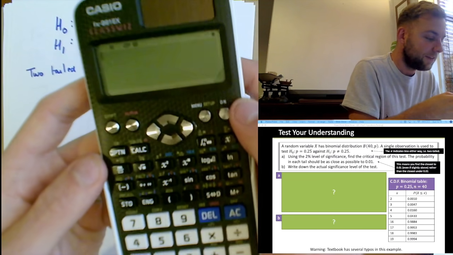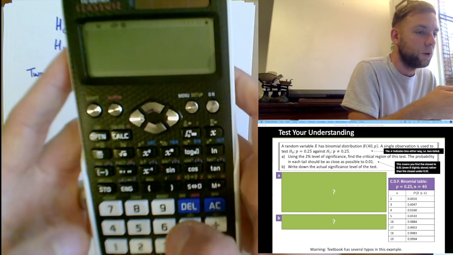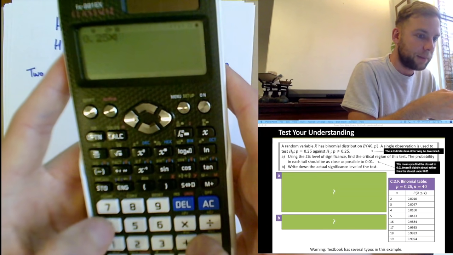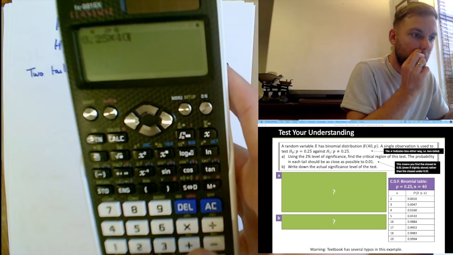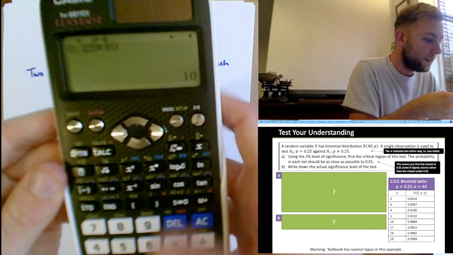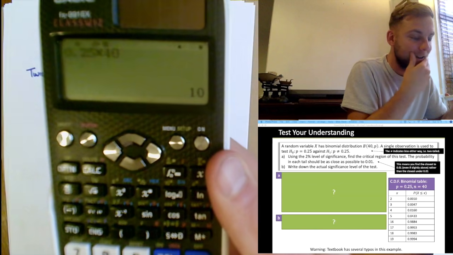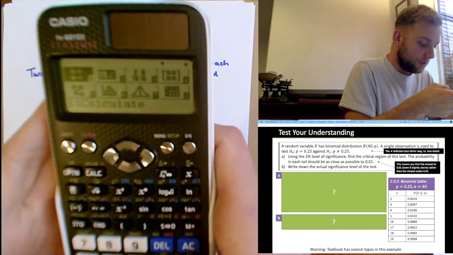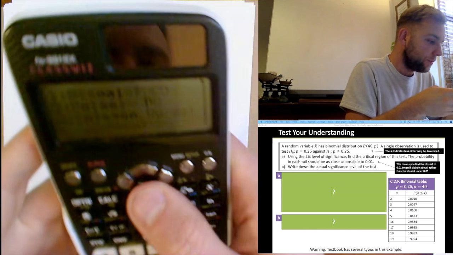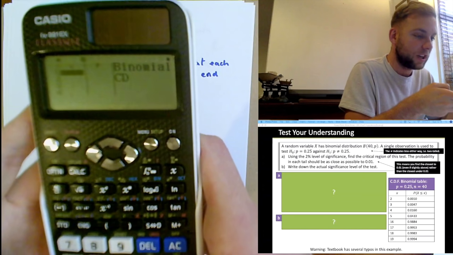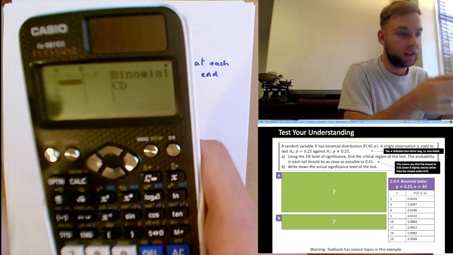To find out your expected value, the expected amount of times that this is going to come up, you would do 0.25 times the amount of times it's happening. So we'd expect it to be about 10 times. Okay, that's what we'd be expecting. So let's go back to 7, binomial CD. We're doing a list. We're checking several values, not just checking one at a time.